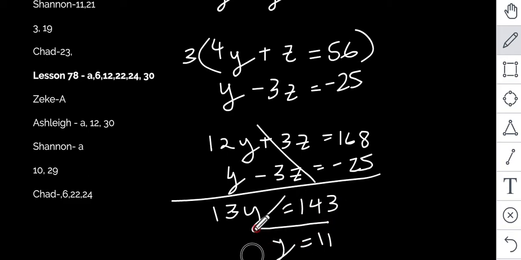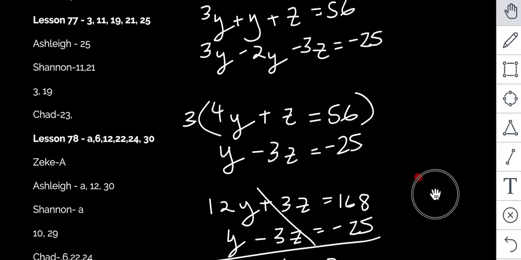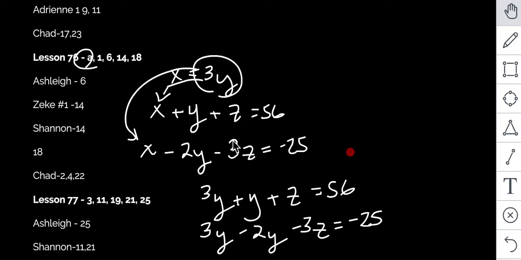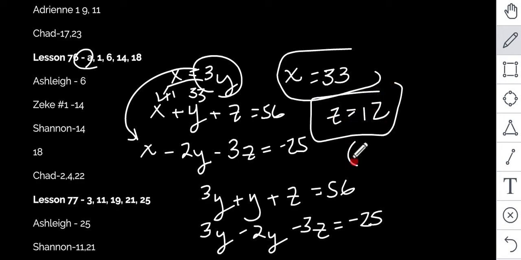Then you go back and find the other variables. So you go back and you put this y as 11 up here. So you're going to get x equals 33. And then you put your 11 and your 33 in here, and you solve for z, and you get z equals 12. You should write this as an ordered triplet with x in alphabetical order. So we get 33, 11, 12. There you go. Okay, one down.